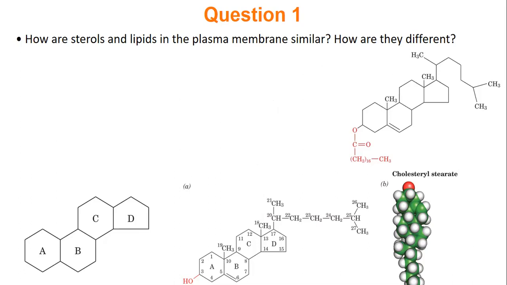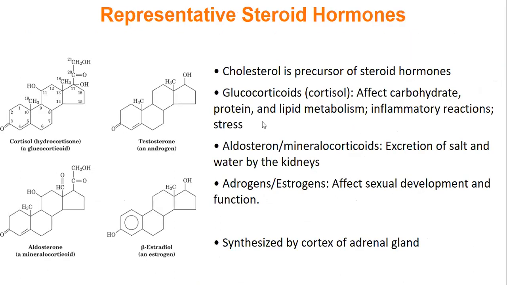So similar in that polar head groups, similar in that non-polar bodies, different in what those bodies actually are. So cholesterol, we can use that to make other hormones. You have your glucocorticoids or cortisol, and these things will control a lot of stuff. So they'll affect your carbohydrate production, protein production, lipid metabolism, your inflammatory reactions, stress.